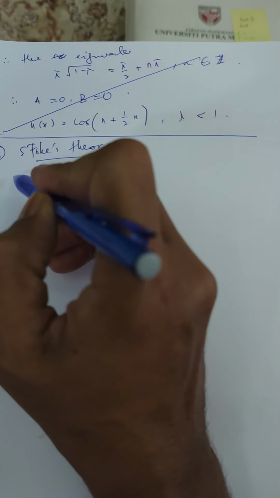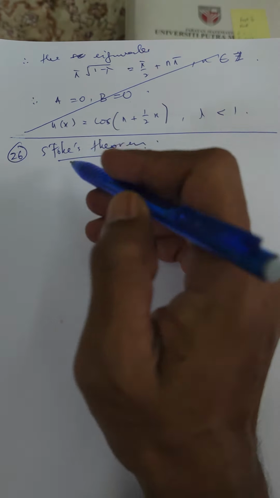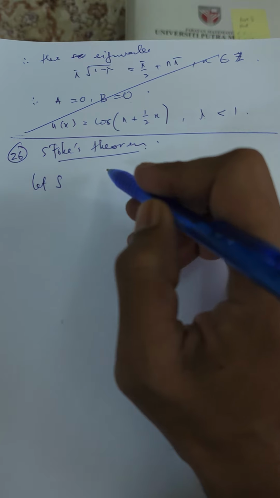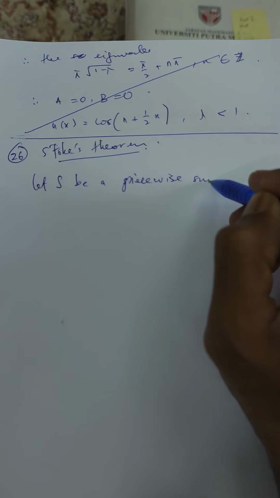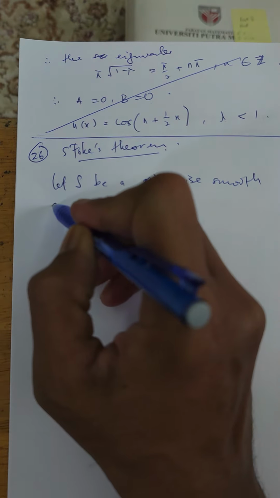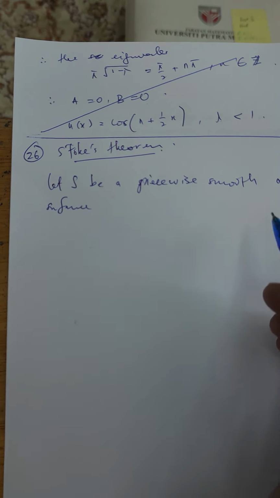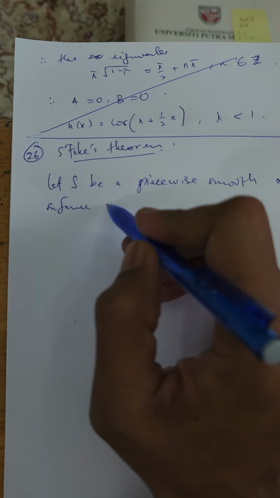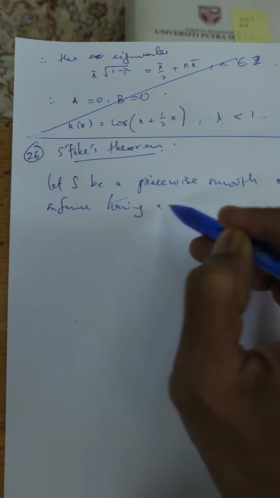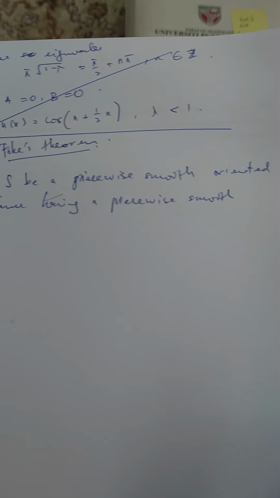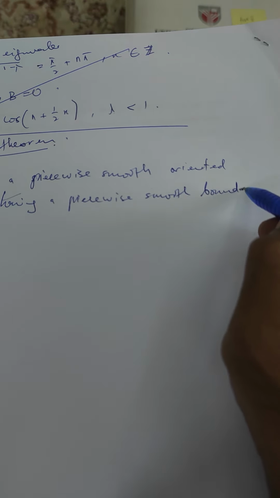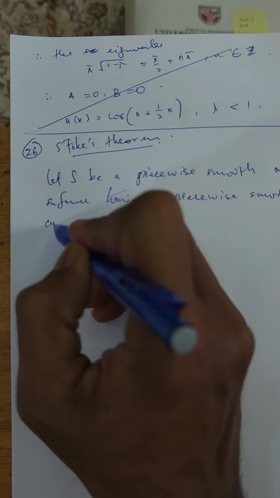Hopefully you can see clearly. So let S be a piecewise smooth oriented surface, having a piecewise smooth boundary curve C.